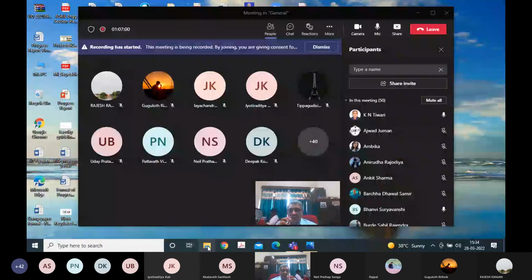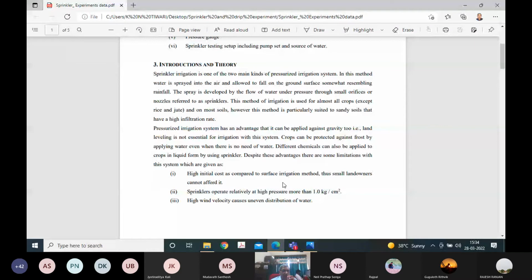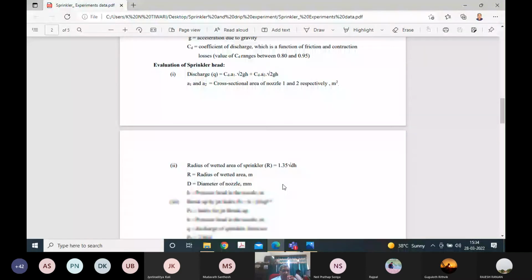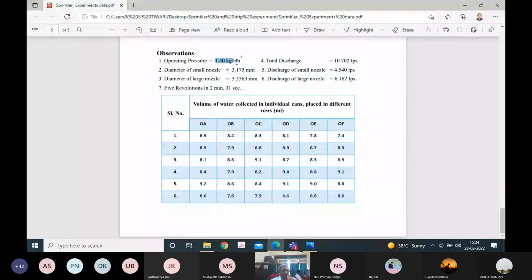These data are just telling you that in the given data, you have been given the operating pressure, the diameter of the smaller nozzle, the diameter of the larger nozzle, and then the total discharge. So the diameter is known, so you can find out the area of the nozzle. Total discharge is known, so individual discharges are also calculated.